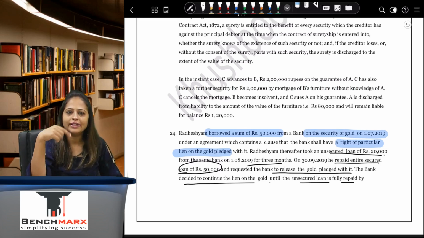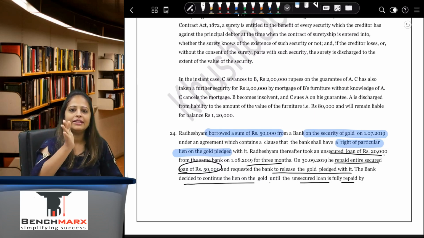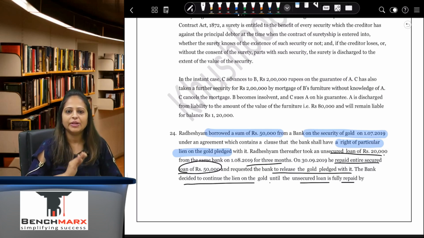So first you have to write who are the people who have a general lien, and they have a general lien unless they have a contract to the contrary, correct? So if they have a contract to the contrary saying that normally we have general lien, but in this particular case we are not having a general lien and we are having a particular lien, if they have that contract, then he can now not have a general lien.